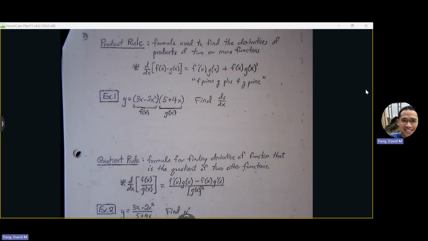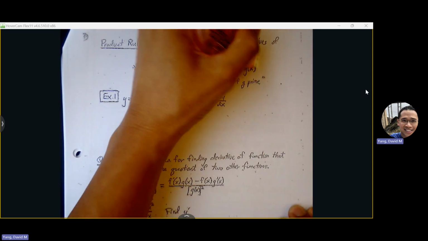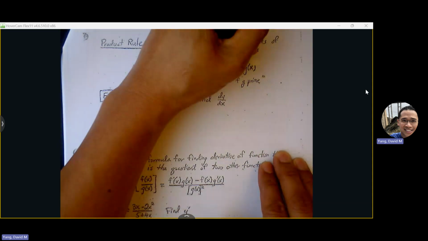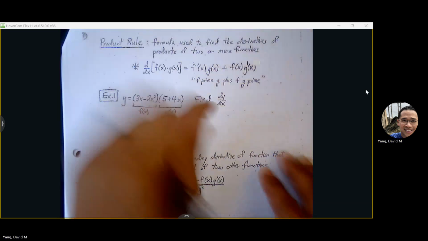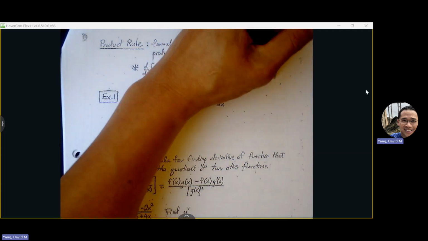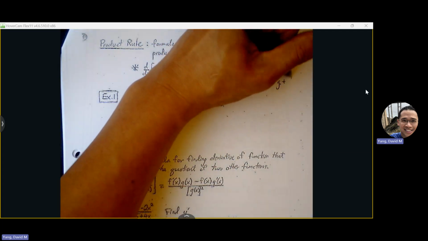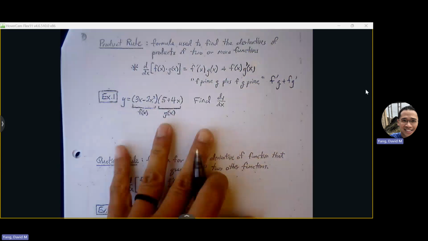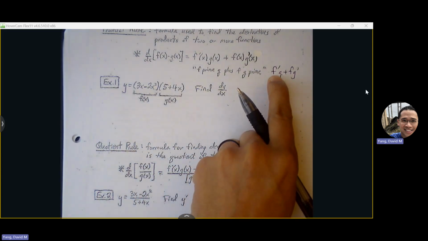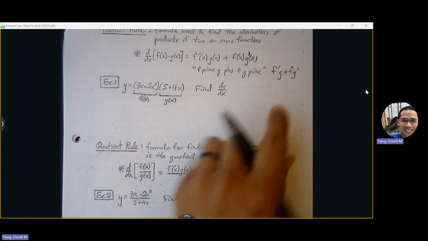Sorry, I have my prime in the slightly wrong place there. It should be g prime like this. All right, so it's f prime g plus f g prime. And we're going to say it like this, f prime g plus f g prime. They're essentially taking turns being the derivative, and then we have a plus between those two terms.